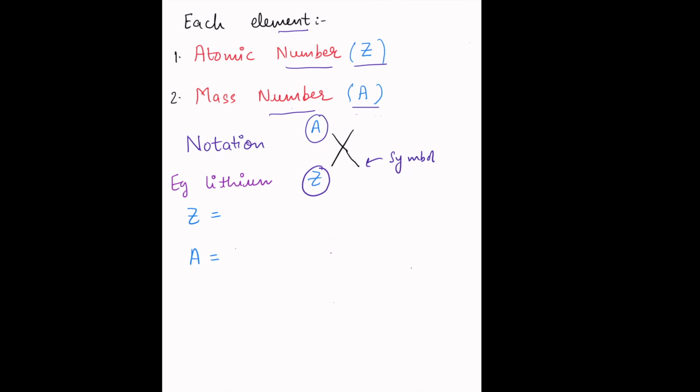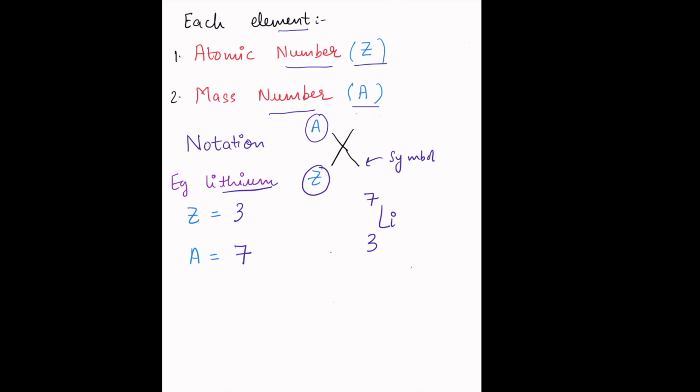Let us just work on one example, lithium. The atomic number of lithium is 3 and the mass number is 7. Therefore, the representation will be Li, which is the symbol for lithium, and on the top you will have the mass number 7 and then on the bottom you will have the atomic number 3.